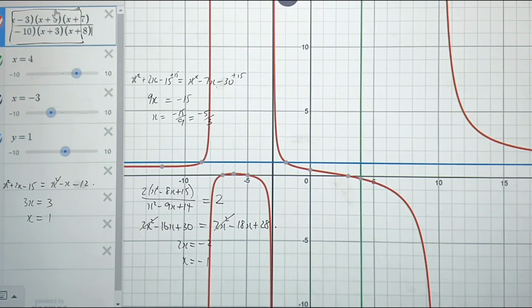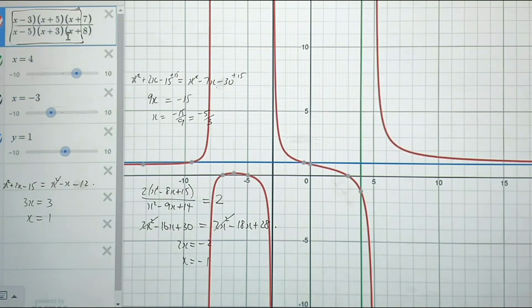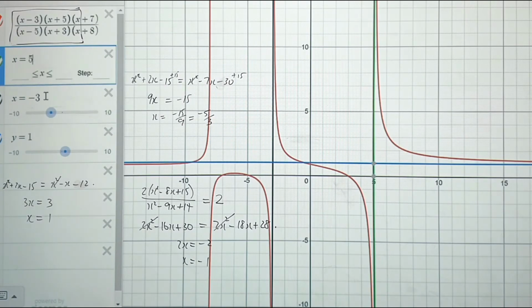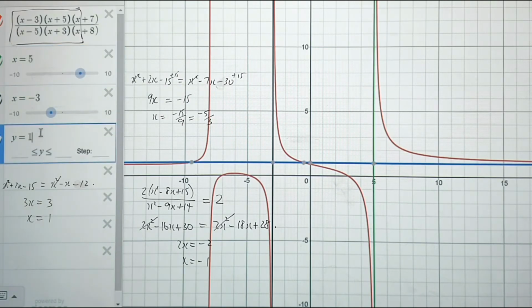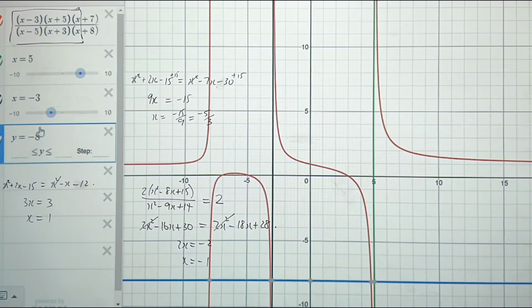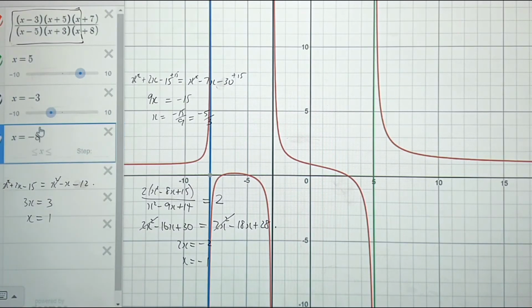So let's put our asymptotes in. I've got an asymptote. Let's make that 10 not so revolting. Let's go, say, 5. Oops, I hit 6. So I need an x equals 5. I've got a minus 3 and I want a minus 8, don't I? That's fine. Oh yeah, thank you. x equals minus 8.